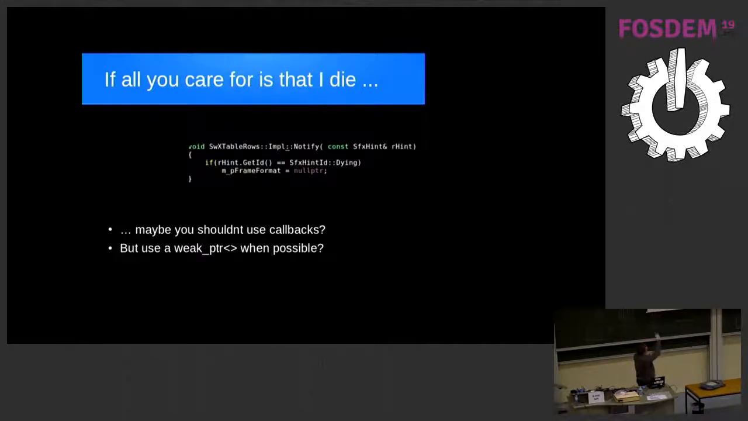I found a lot of things doing this, where the listener just listens to the observable to find out if it dies. And one question I want to ask the audience, and I'd like to discuss with other Writer hackers, is whether we should, in those cases, maybe just use a weak pointer and a shared pointer instead of using all this crappy observer pattern. And yeah, that's essentially the one question.